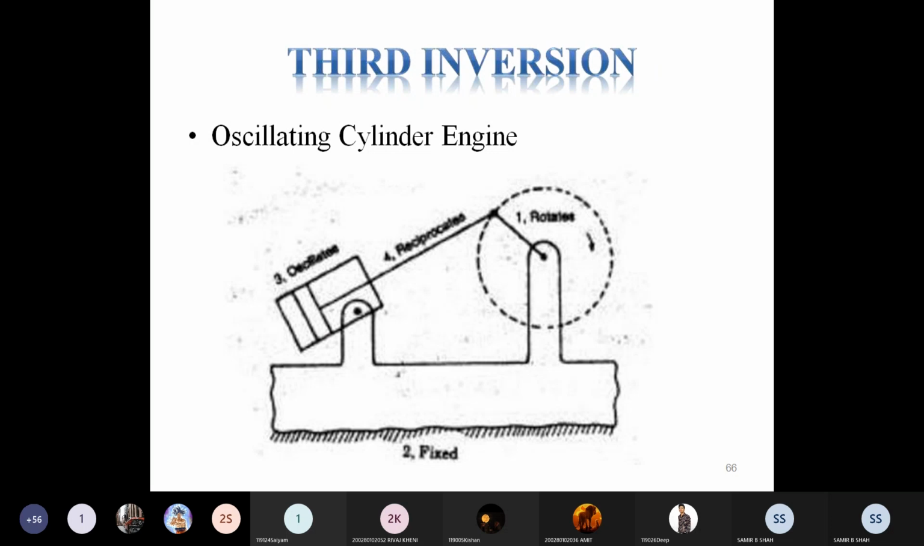Mostly this kind of mechanism we get in the oscillating cylinder, where a fulcrum is there and the cylinder may start to oscillate in any one position. So at that time we try to use this kind of mechanism. So it is called the oscillating cylinder engine.